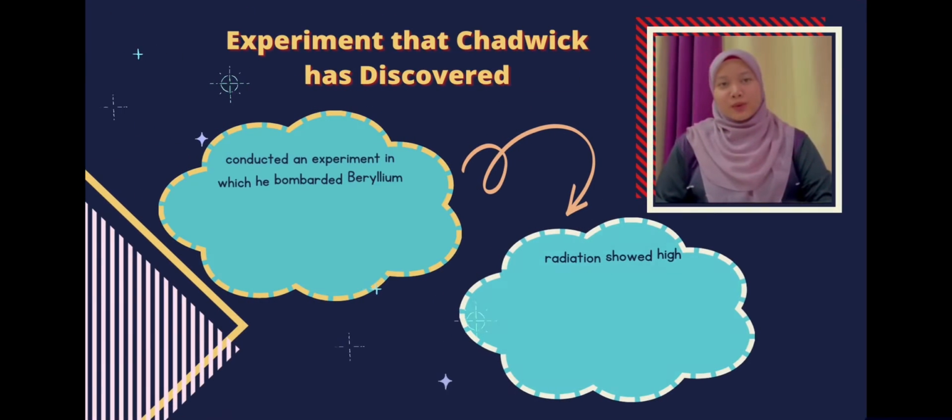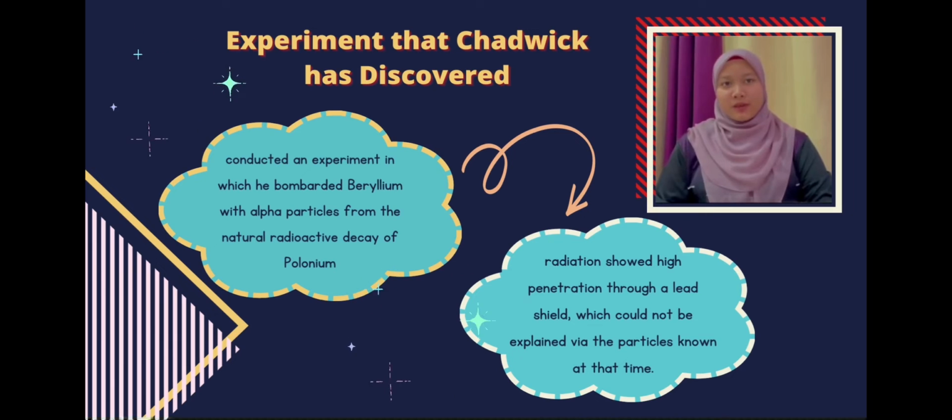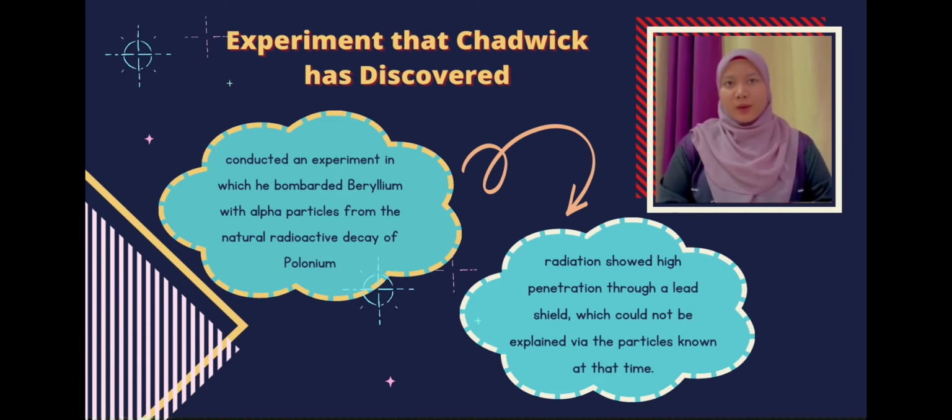Hello, let's move to what experiment James Chadwick did to discover and how he proved the neutron through it. I am Aunie Aqelah, your second presenter. In 1932, James Chadwick conducted an experiment in which he bombarded beryllium with alpha particles from the natural radioactive decay of polonium. From the experiment, the radiation showed high penetration through a lead sheet, which could not be explained via the particles known at that time.